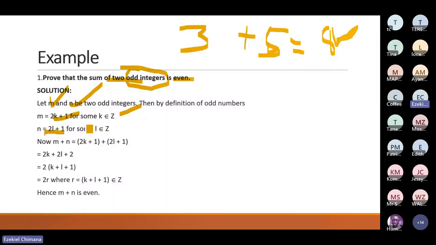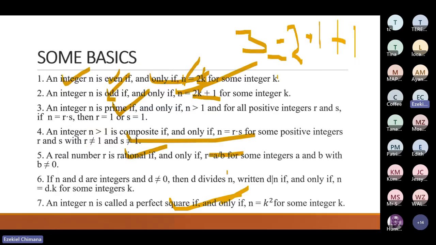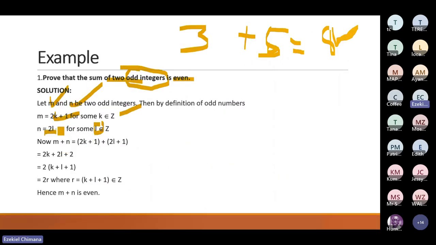No, not I, this one is an L. What we are saying here is we've put an L and here we've put a K so that we can differentiate these two odd integers. This one is an odd integer because it's written in this form, and this one is also, so these two are two different odd integers.